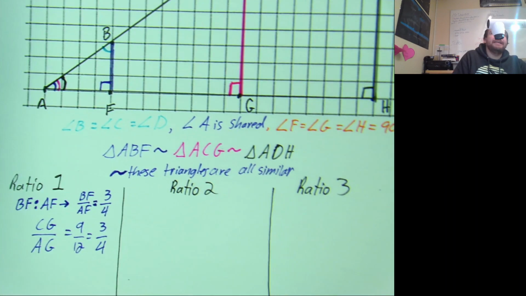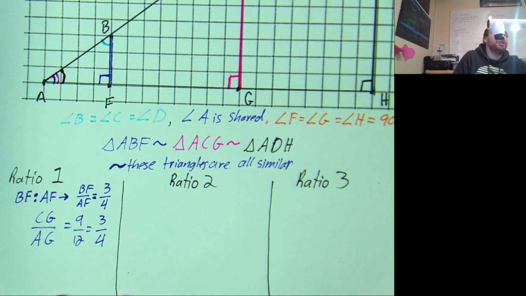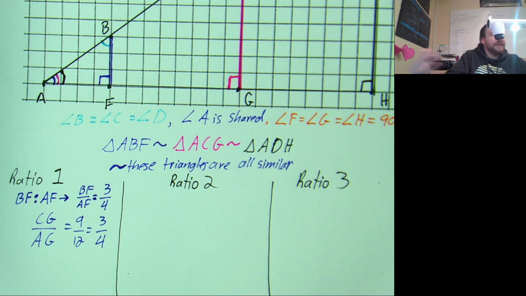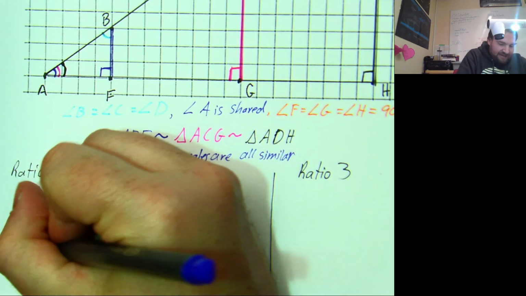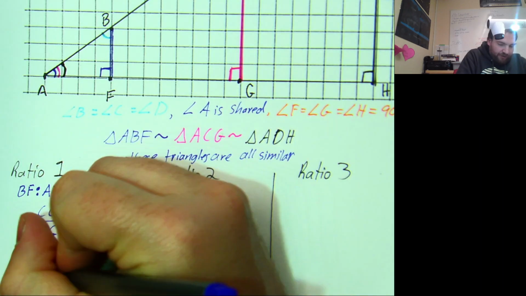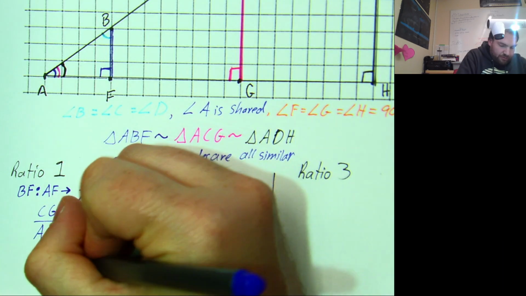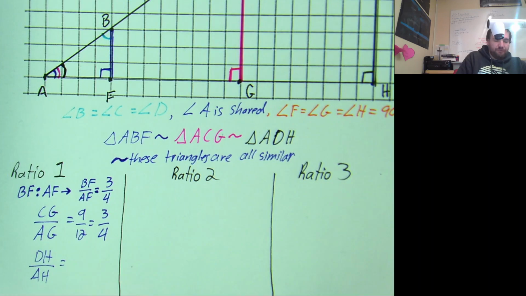So what is the corresponding ratio then in the biggest triangle? Let's look at DH over AH. What is it before we reduce it?